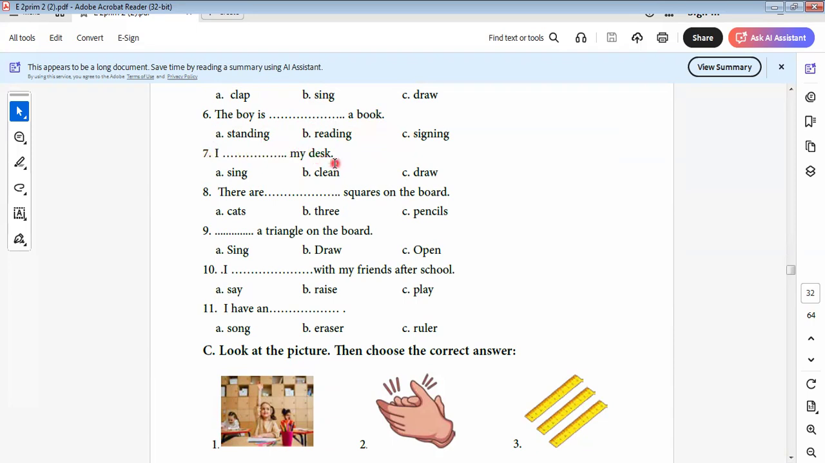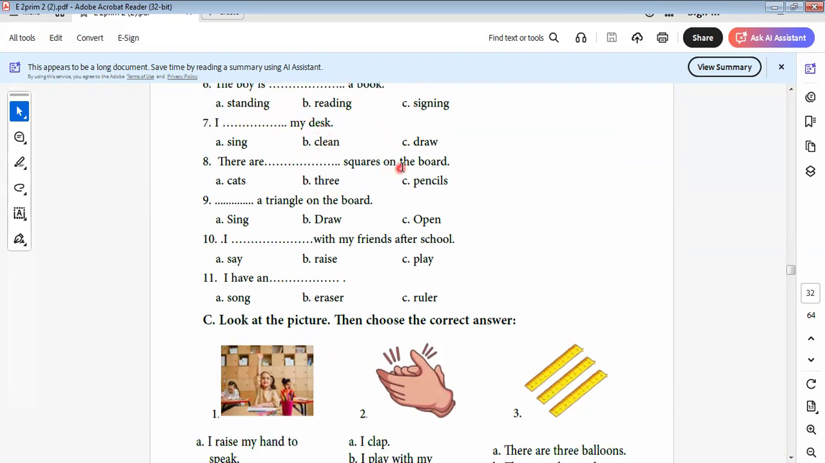I clean my desk. There are squares on the board. There are 3. So here when we have S, if we say here 1, it's wrong. Why? Because as we know, 1 is singular and we don't add an S to the noun. But if we have more than 1, we add S to the noun, like this: 3 squares, 3 triangles, 3 circles, and so on.